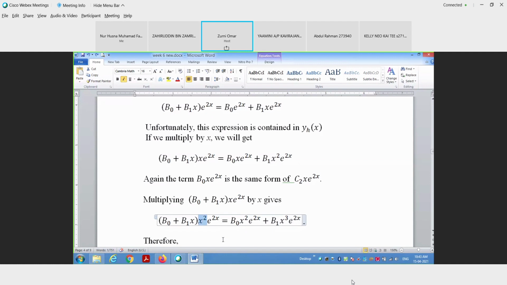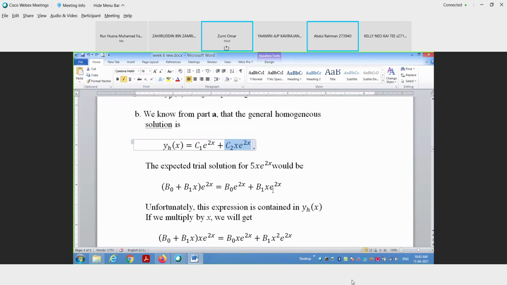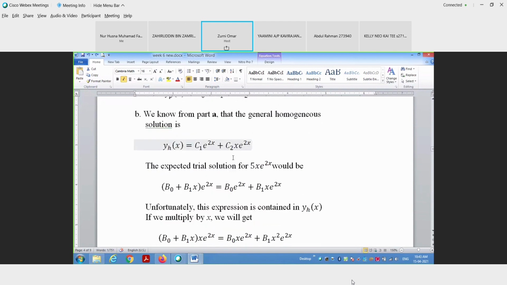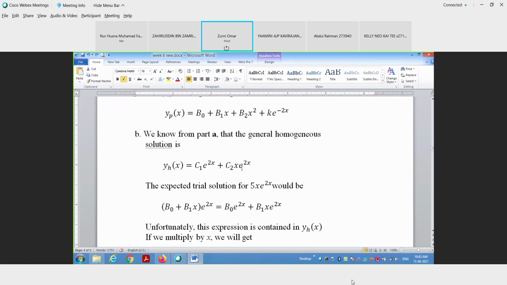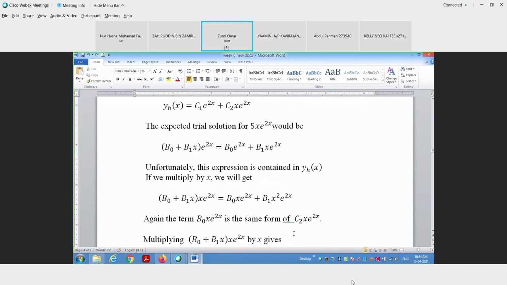Now you multiply with X square. So you expand, you have B0 X square e to X plus B1 X cube e to X. Tengok sini, compare lagi. Tak sama. Tak sama. And then bila dua-dua tak sama, compare ni pula. You tak boleh stop, compare this pula. Compare, tak sama juga. Compare this and this, tak sama. Semua tak sama. And then this is your YP.